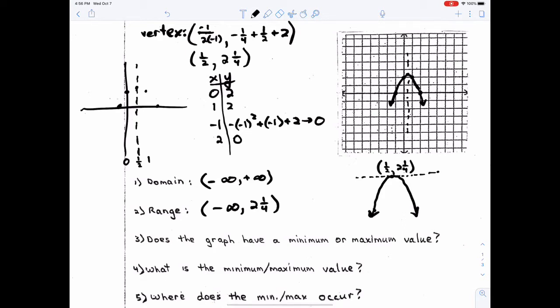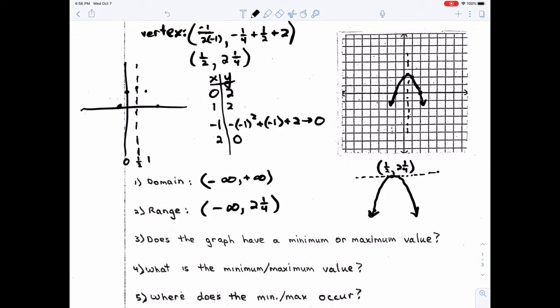Now, is 1/2 a minimum or maximum? No, it's just one of many x values. It's kind of in the middle of all the x values. But 2 1/4 is the largest y value here. Your minimum or maximum value is always going to be the y-coordinate of the vertex.